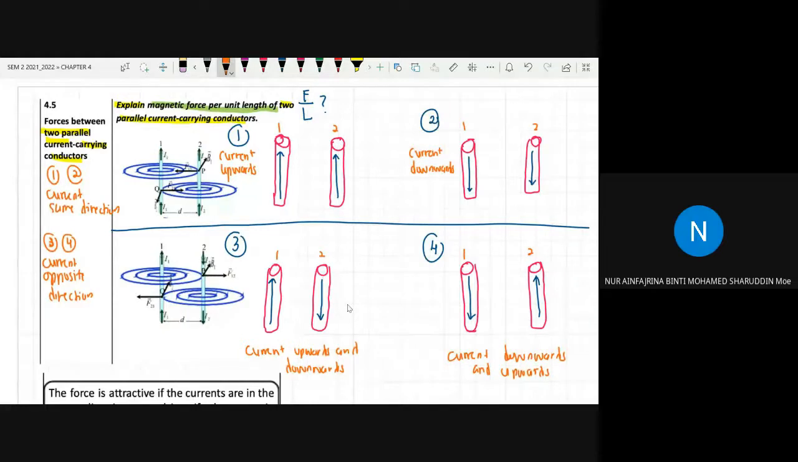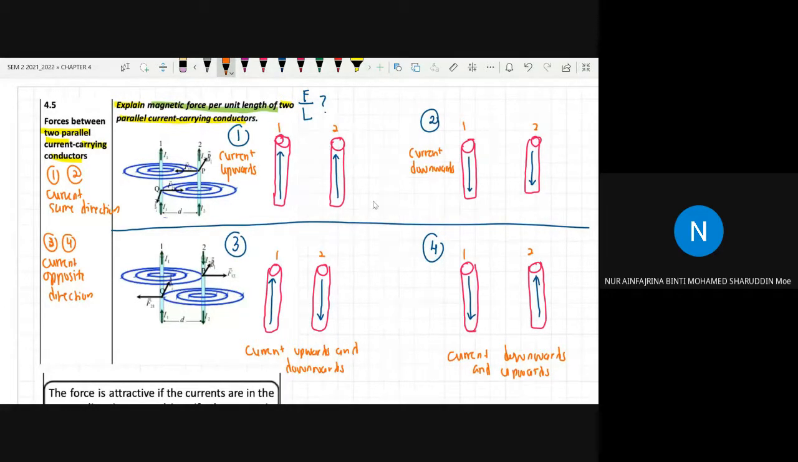Magnetic field. Very good. Kita boleh cari magnetic field. Miss boleh cari magnetic field untuk wire 1. Tetapi actually untuk kes bila awak letak dua wire bersebelahan ini, untuk kita cari magnetic force dia, magnetic field of wire 1 ini akan influence magnetic force of wire 2.